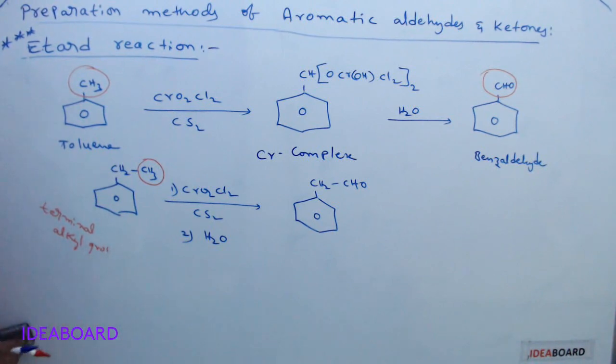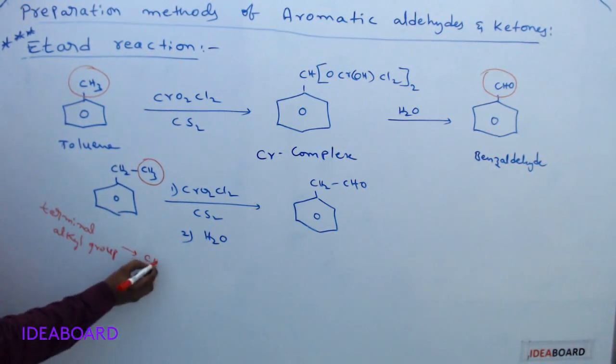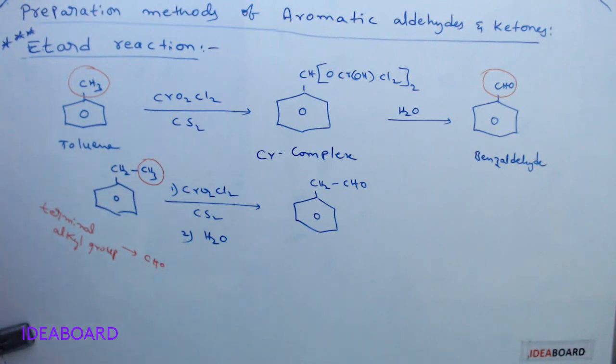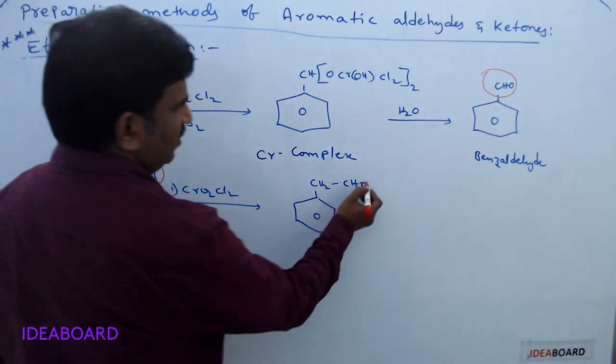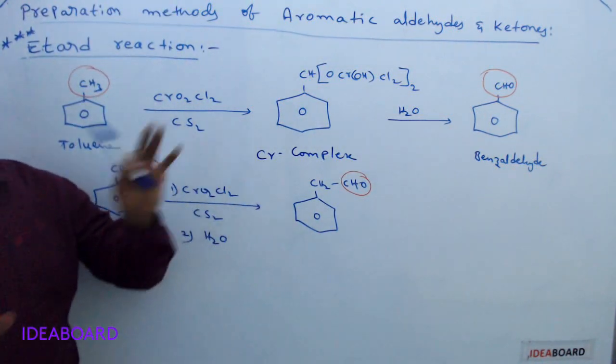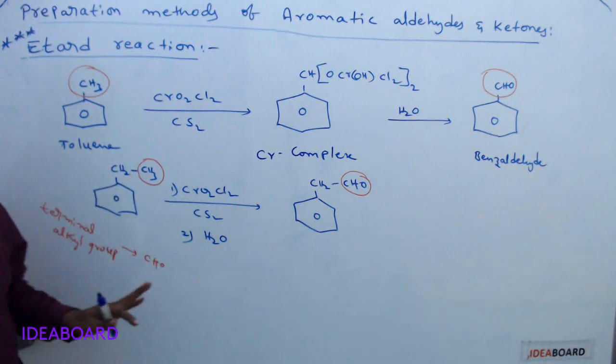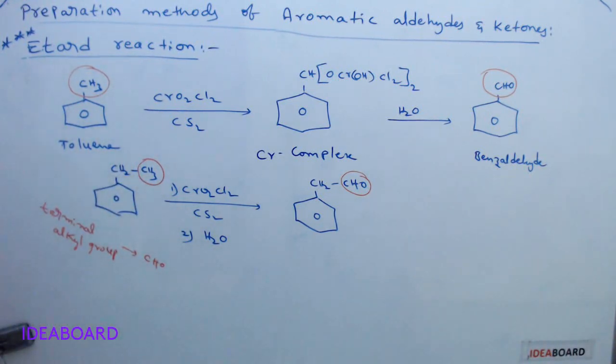Terminal alkyl group is converted into aldehyde group. So that is the reaction. So we are getting here CHO group. So the Etard reaction always gives aldehydes only. It doesn't give ketones. Okay, please remember this one.